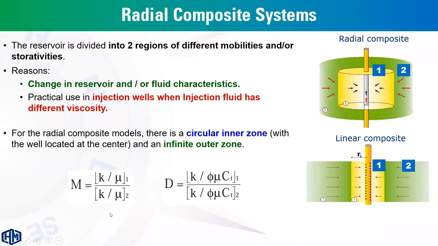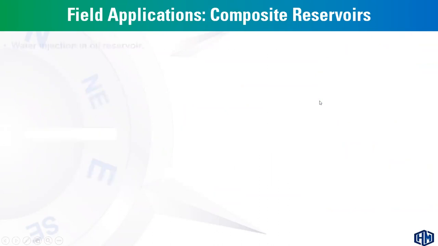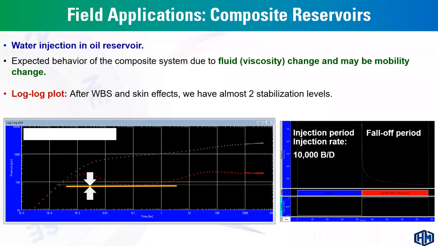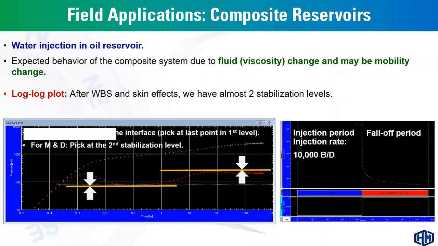We have two parameters to define, which are the mobility and diffusivity ratio, to highlight the changes between the inner zone in yellow color and the outer zone in green color. For the field application of this reservoir system, we have water injection in an oil reservoir, and due to water injection we have to expect such a fluid viscosity change, or we may have such a mobility change around the injection wells. And we have this well falloff test.